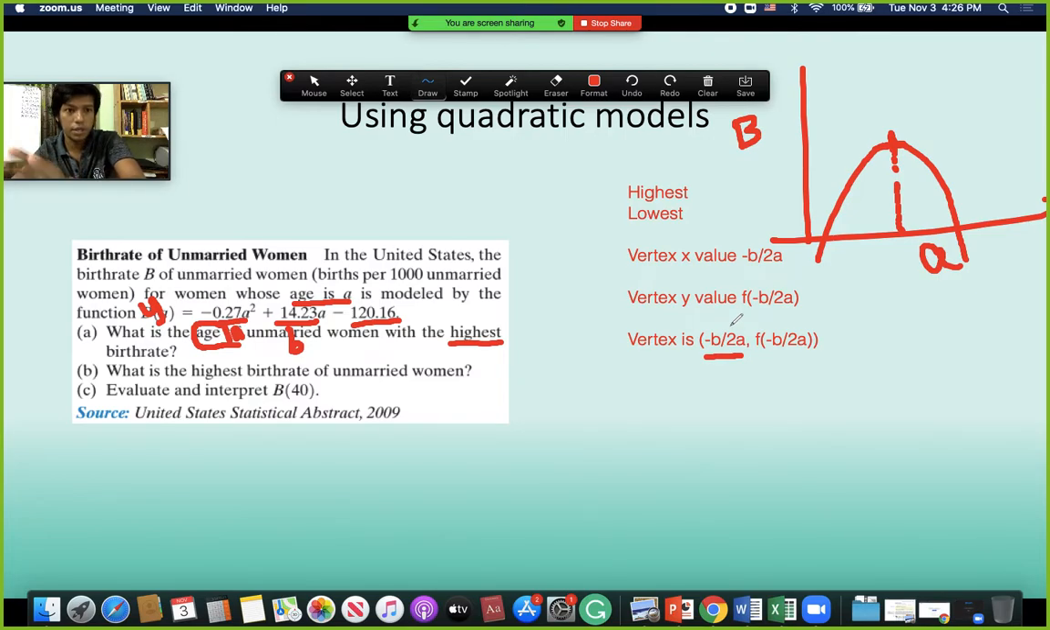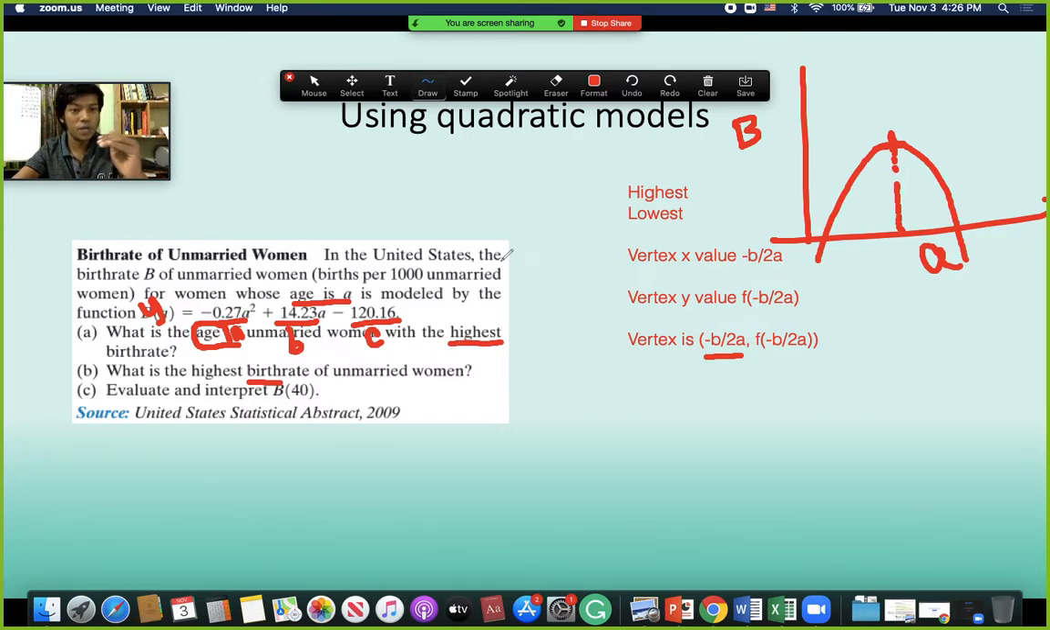We have the solution here. I will show you. First I am just explaining it. Twice a. 2 into a, so you will put minus 0.27 here, and you will get the answer. That will be our x value of the vertex, and that is the answer for part a. In the part b question, actually, you do not have to suppose. What is the highest birth rate? So what is this question also?